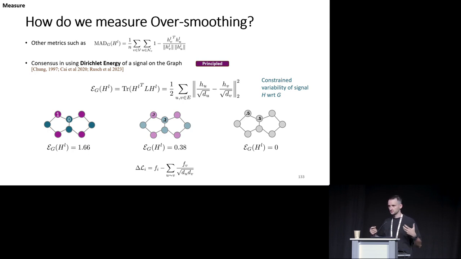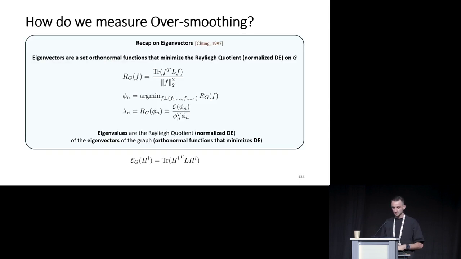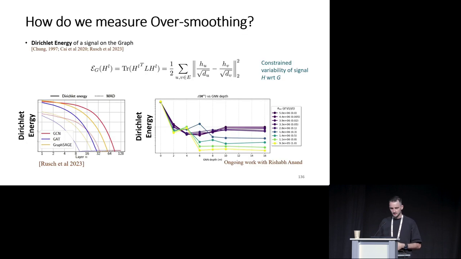So the more similar the features of the nodes are with each other, the lower the Dirichlet energy. And this is what we can see in this synthetic example. Just a recap: the eigenvectors, if you remember before, were a set of orthonormal functions that minimize the Rayleigh coefficient. And the Rayleigh coefficient, the top part, is nothing else than the Dirichlet energy. So we can think about the eigenvectors as functions that minimize the normalized Dirichlet energy on the graph. So it's very closely connected also with this approach.